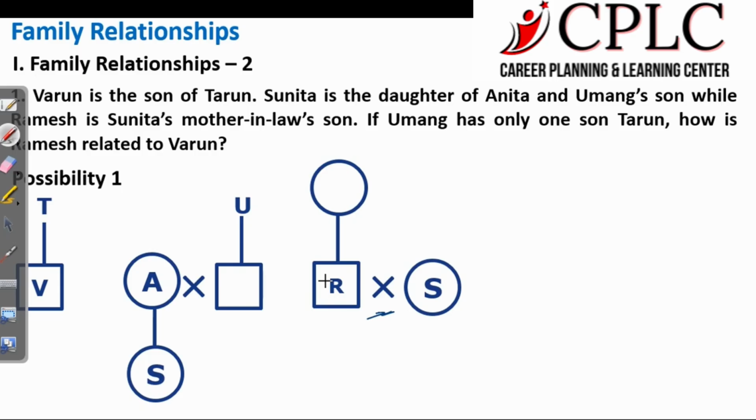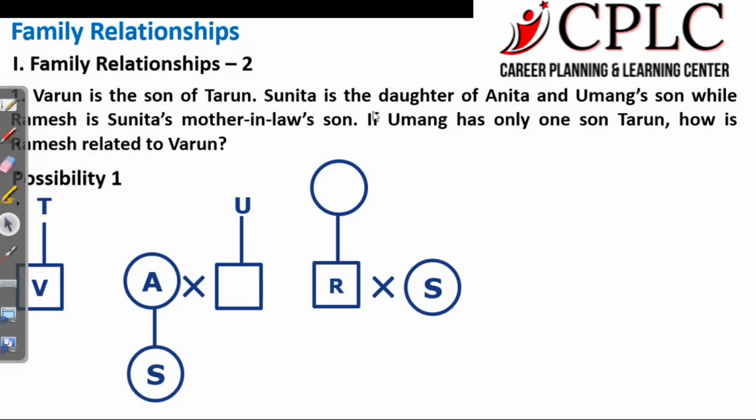But this should also tell you that there can be another possibility as well, because here we don't know for sure how many kids Sunita's mother-in-law is having actually. Because if she has two sons, then Ramesh and Sunita may not be married, because then Ramesh can be Sunita's husband's brother as well, you know. So we'll see that possibility later on, but this is the easy possibility where Ramesh and Sunita are married.